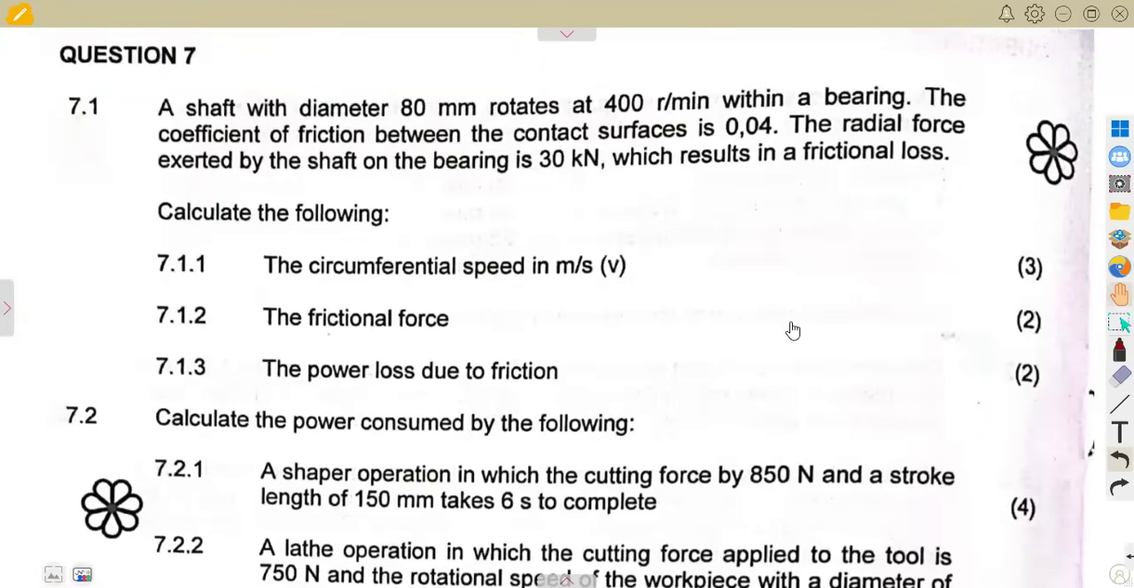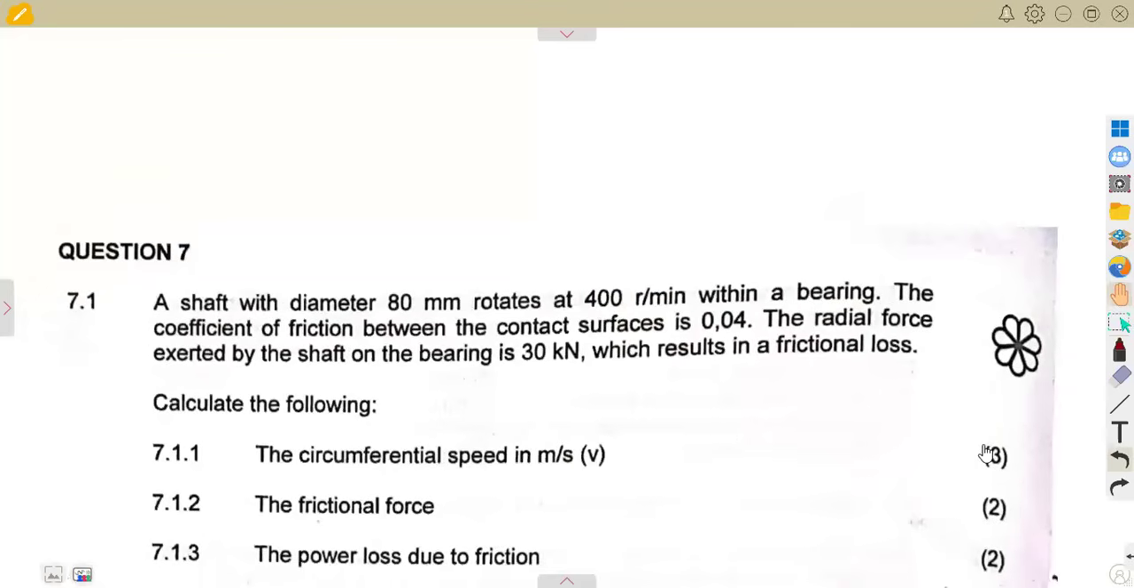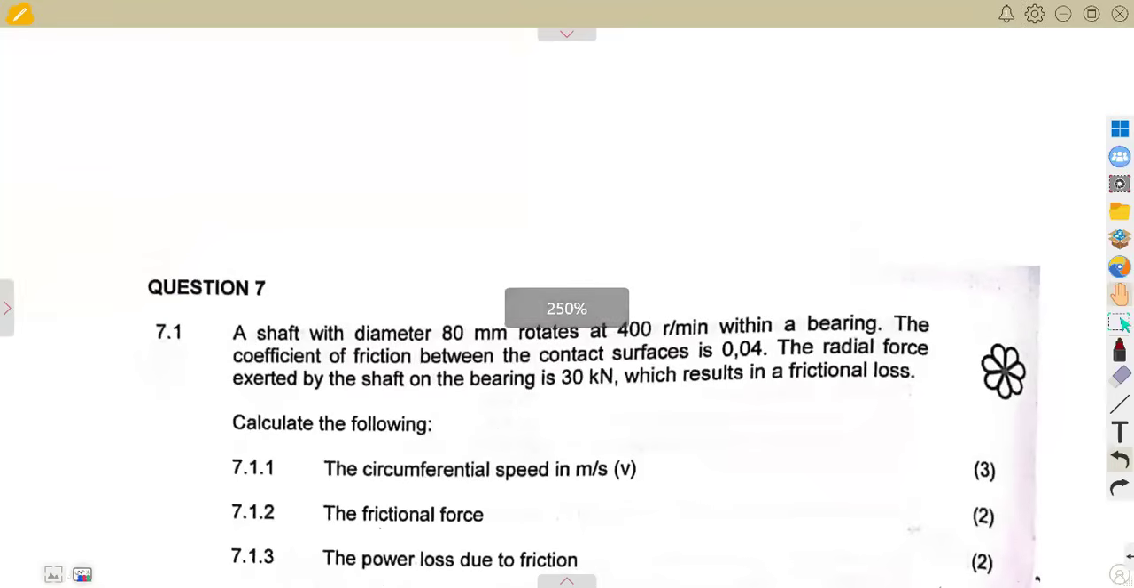On question number 7, we are given a shaft with a diameter. It rotates with a bearing of this coefficient of friction between the contact surface, the radial force exerted. Calculate the circumferential speed. So this one was a basic part, just like our science in our science N4, guys. We're back to dynamics there. That is the type of question that you're given. I want you to understand this, guys. This is back to your science N4.